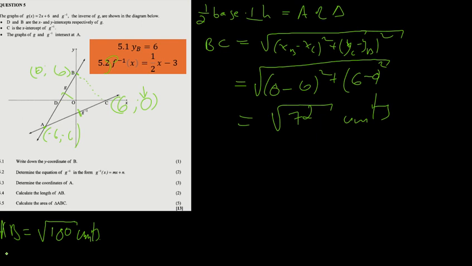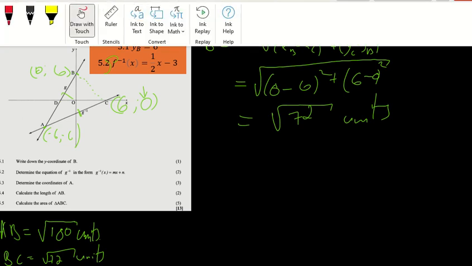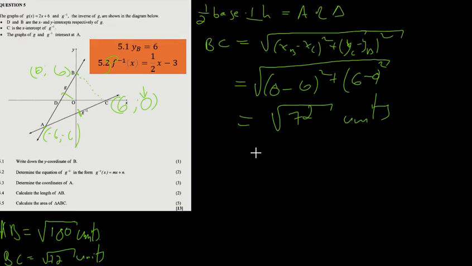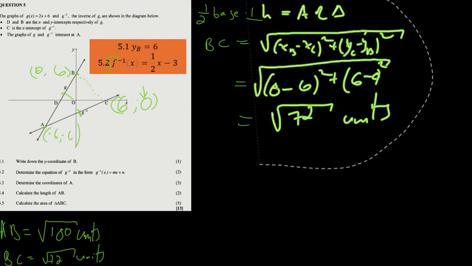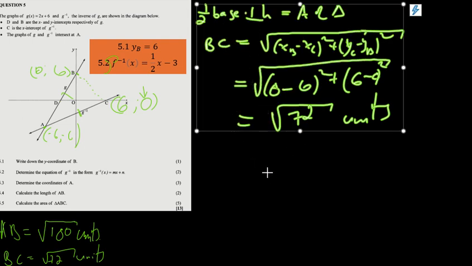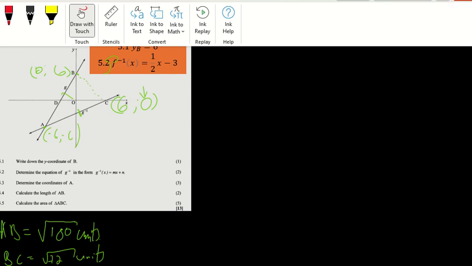So BC is equal to the square root of 72 units. Yeah, these higher order questions have this tendency of being a little bit long. I won't say difficult. I don't want to demotivate people. Remember, the aim is to build confidence and all that, not to kill it.